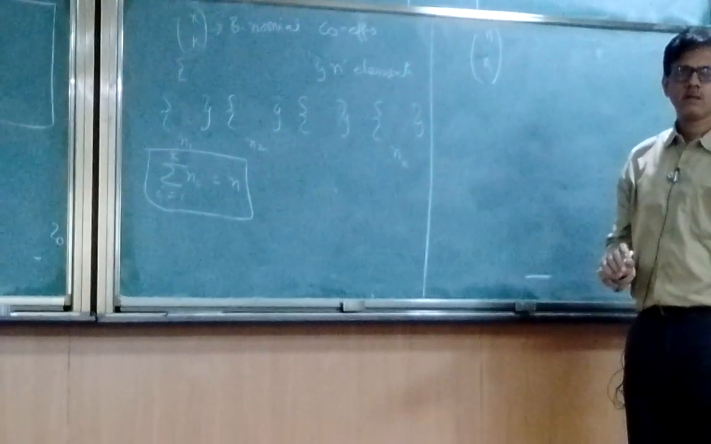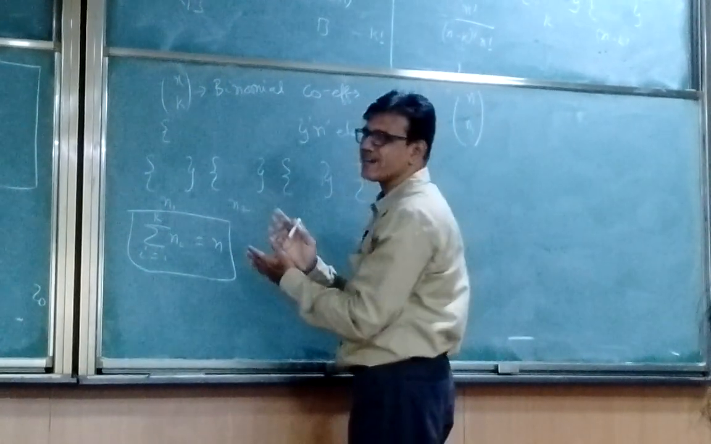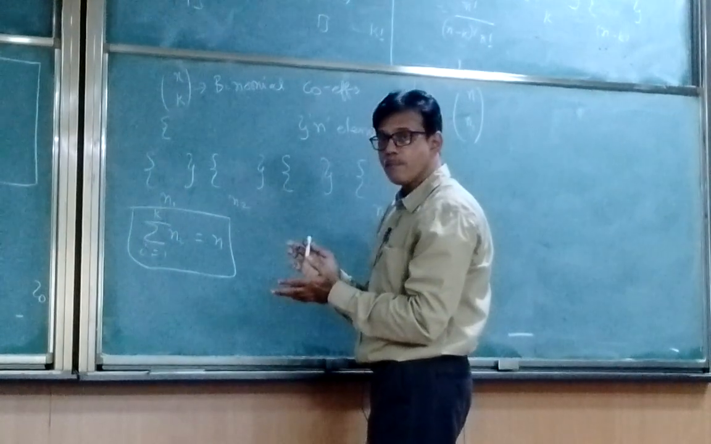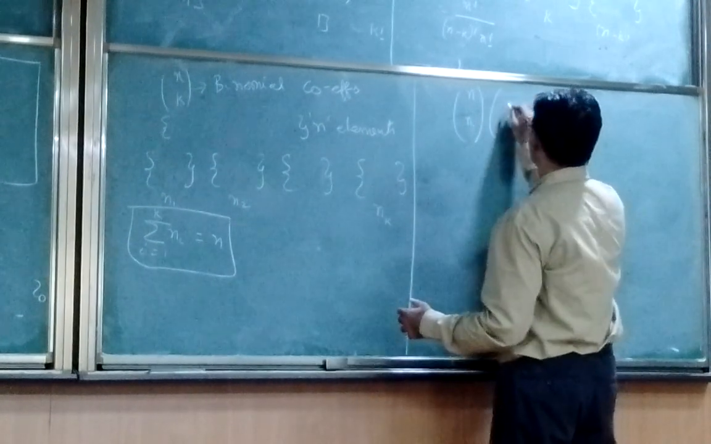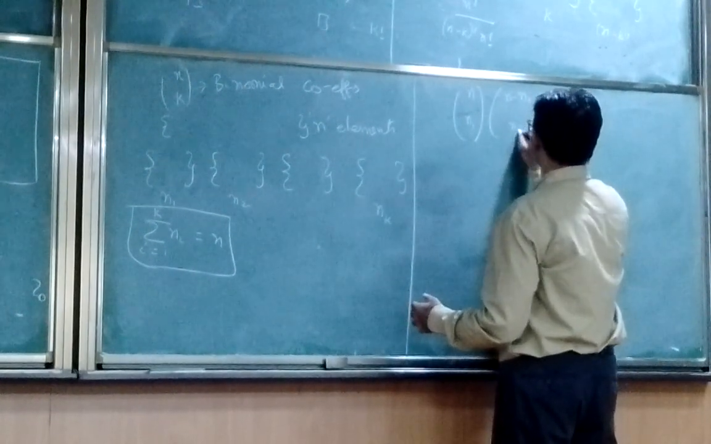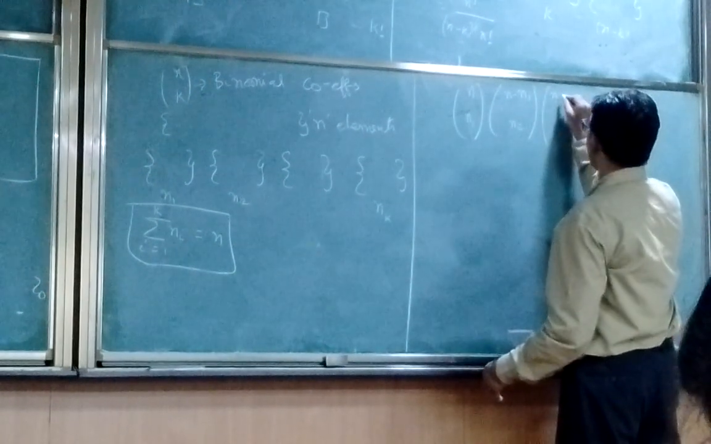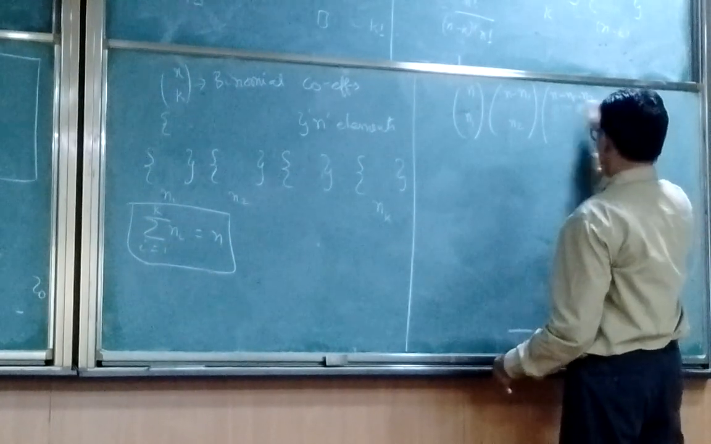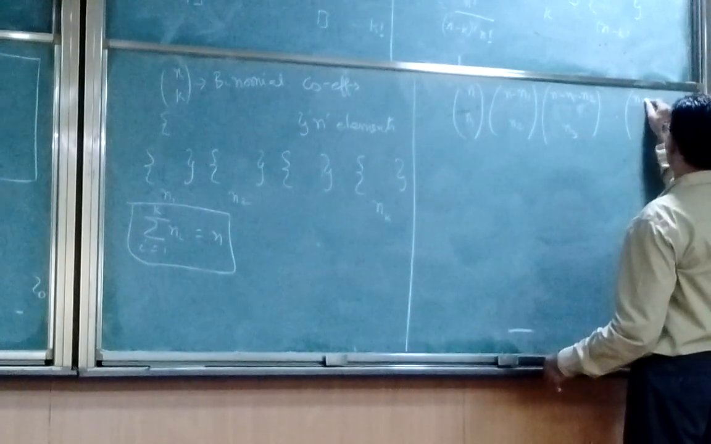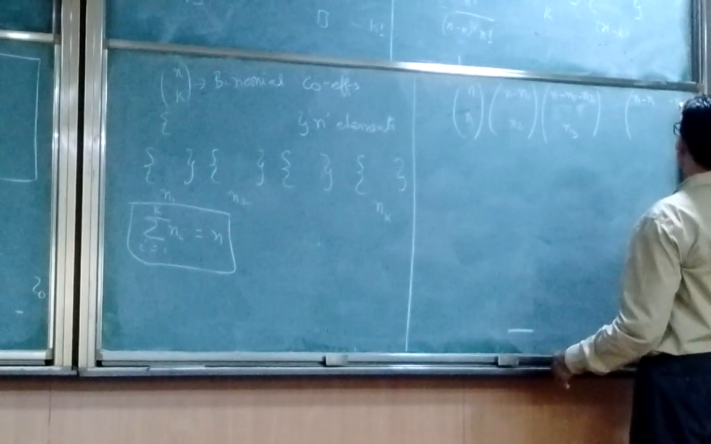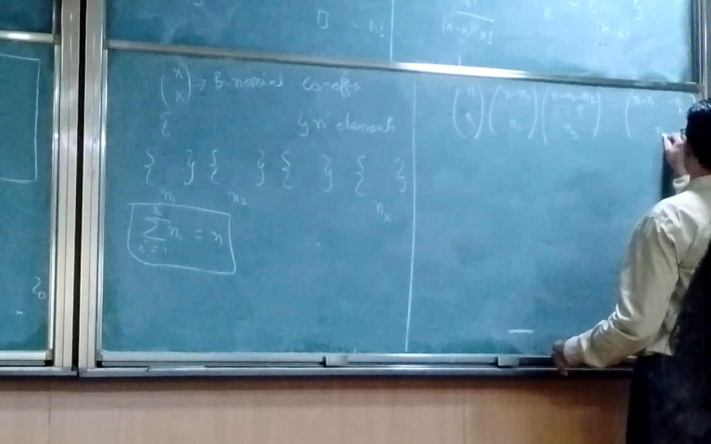Having done that one, I am now left with the problem of choosing the second set of n2 elements from the remaining n minus n1 elements. I can do it in n minus n1 choose n2 different ways. And it goes on like that. Next, I am left with n minus n1 minus n2 elements, out of which I will choose n3. And it goes all the way to n minus n1 minus ... minus n(k-1) elements, from which I have to choose nk.